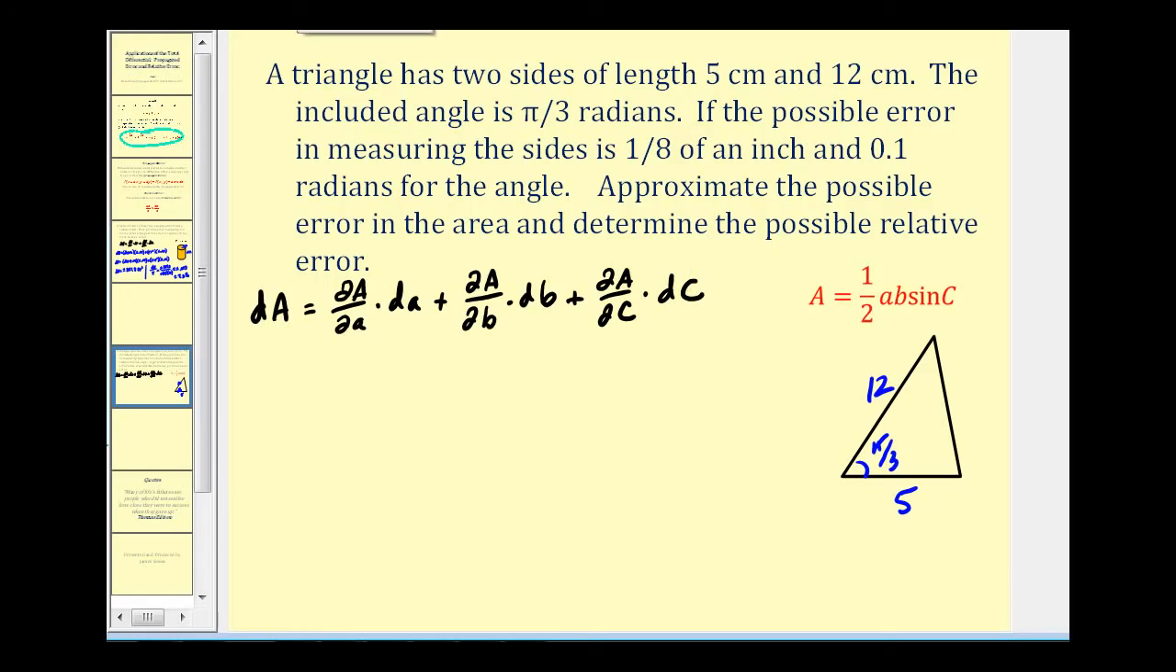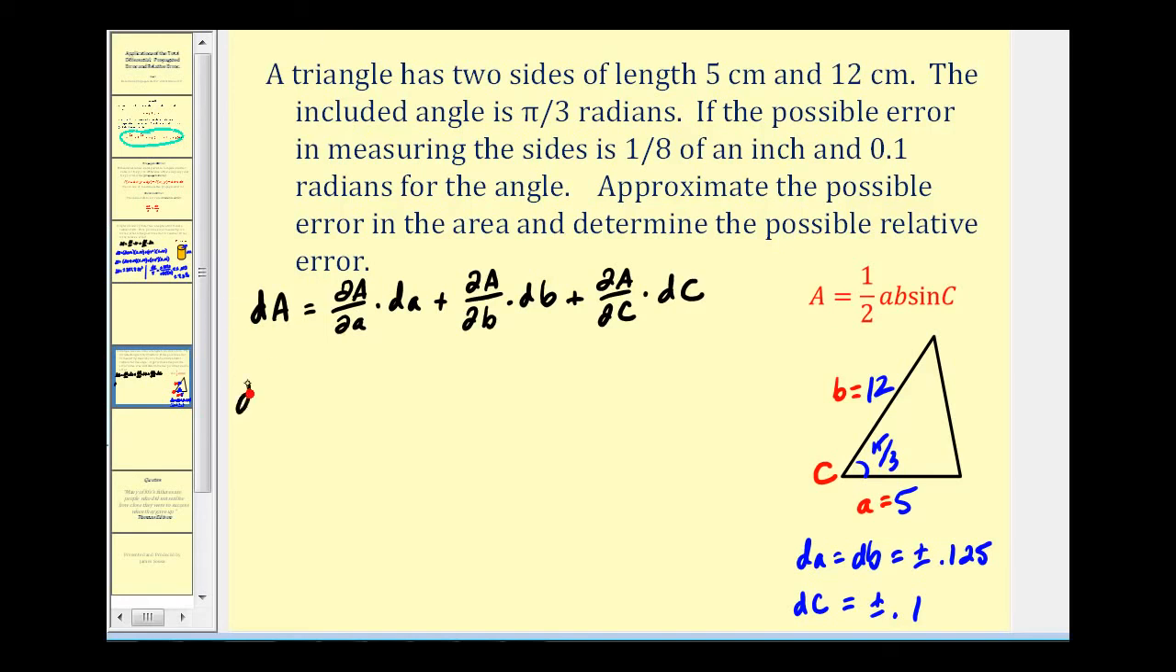Let's go back to our sketch for a moment. Let's go ahead and call this A, let's go ahead and call this B, and we'll call this angle C. Next, the possible error in measuring the sides is 1/8 of an inch. That would be 0.125 inches. So that means differential A is equal to differential B, which is equal to plus or minus 0.125. And then differential C, the error in measuring the angle, is 0.1 radians, so it's plus or minus 0.1. We're going to need all this information once we determine these partial derivatives.